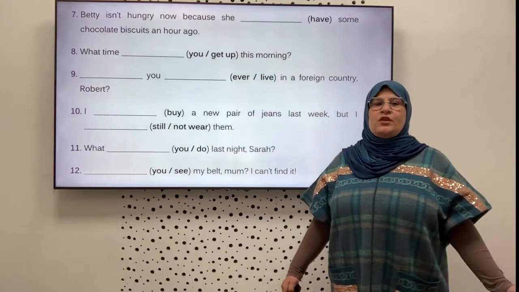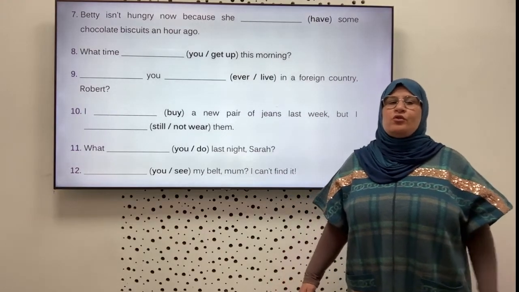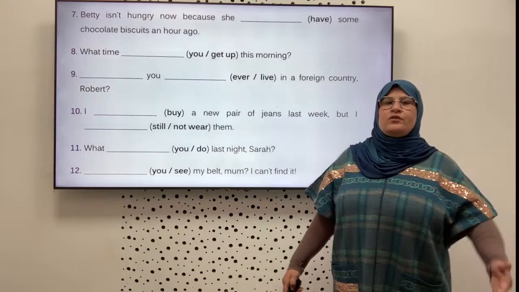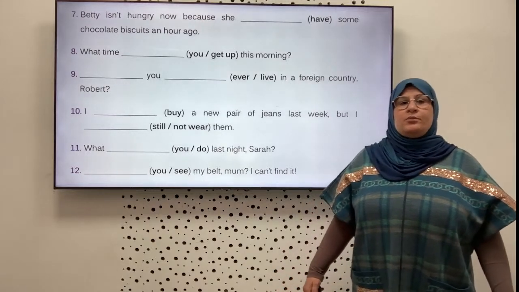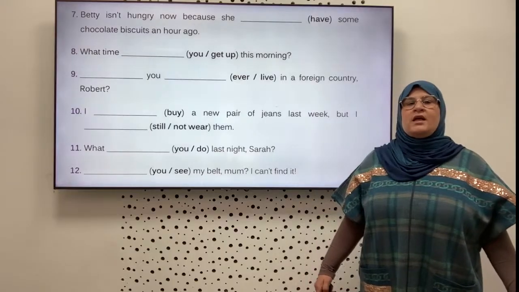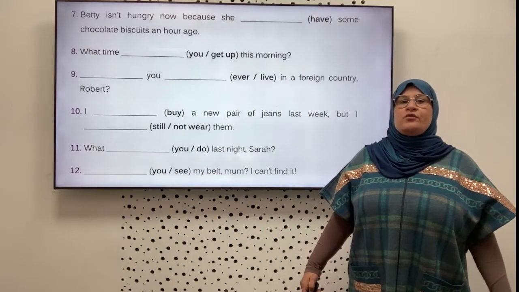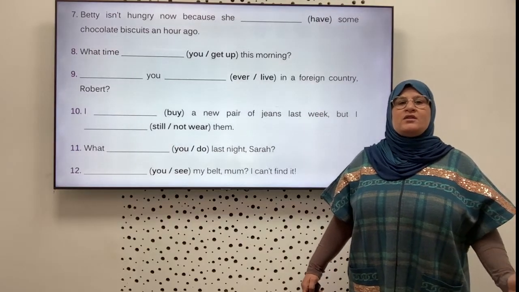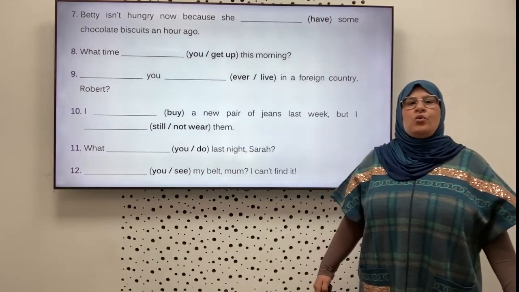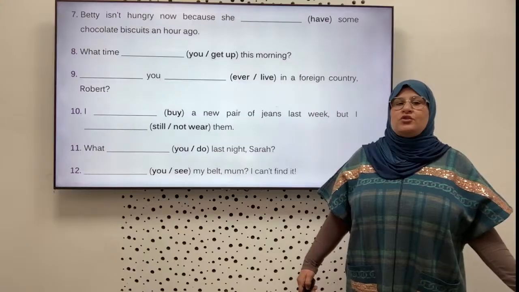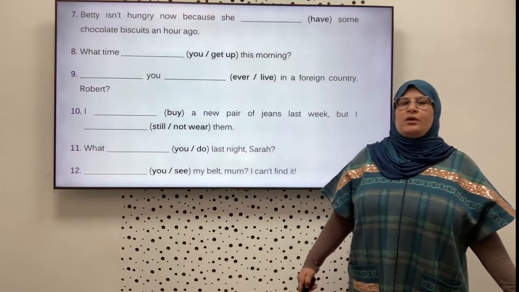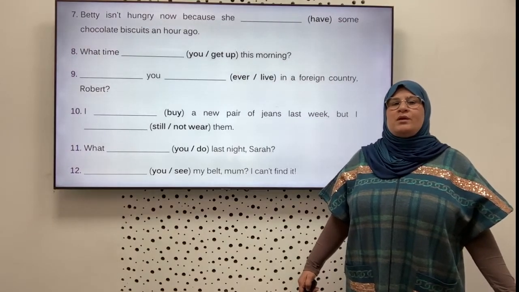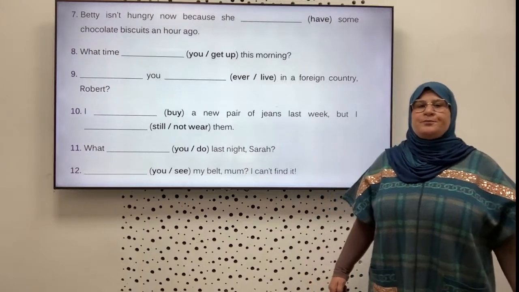Number 9. Have you ever lived in a foreign country, Robert? It's a question about whether something has ever happened before. Number 10. I bought a new pair of jeans last week. The activity is in the past and the period is finished, but I still haven't worn them. Number 11. What did you do last night, Sarah? Questioning about last night, so it's simple past. Finally, number 12. Have you seen my belt, Mom? I can't find it.